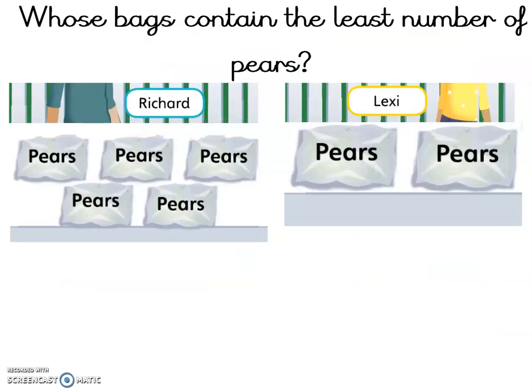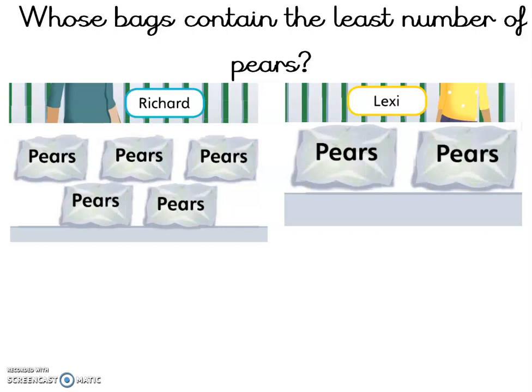So for our second question, we were asking whose bags contain the least number of pears. Our first little tip was to find out how many pears they both have altogether. When we looked at the speech bubbles, we could see straight away that Richard has 20 pears, and Lexi says she has the same number. So if we think about this logically, 5 bags are going to contain 20 pears, and 2 bags are going to contain 20 pears as well.